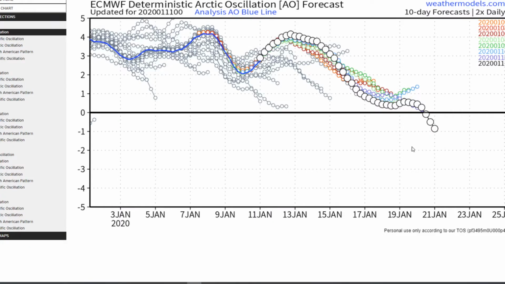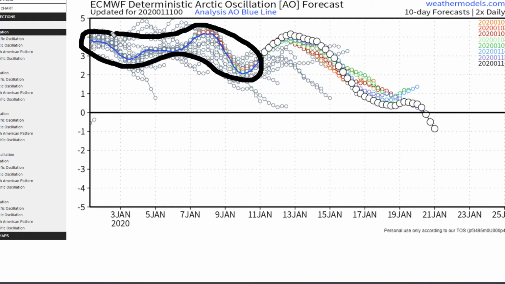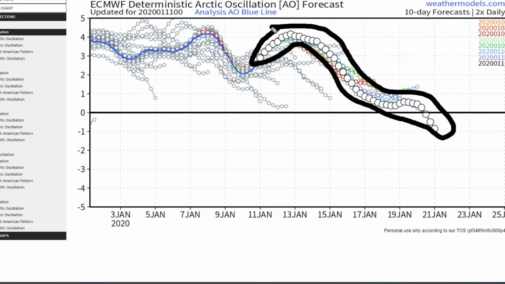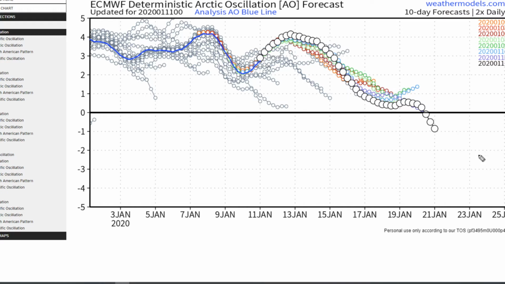So we're going to start off by looking at some of these oscillations. This is from the European model, and this blue line for all of these means that this is what was observed and what already happened. Here are these white dots outlined with black. This is what indicates the model forecast, and you see the AO is trending negative by around the 21st of January. Now, this has been fluctuating between the 19th of January and the 23rd of January.